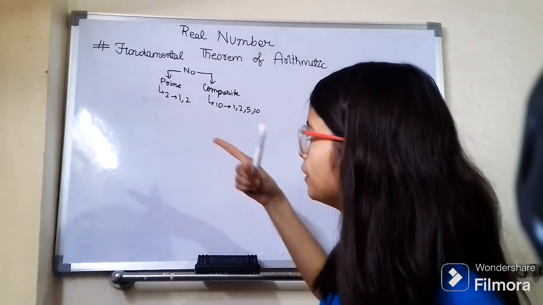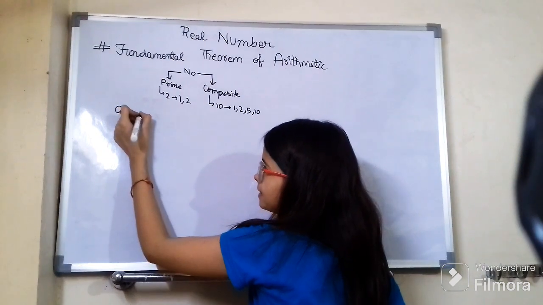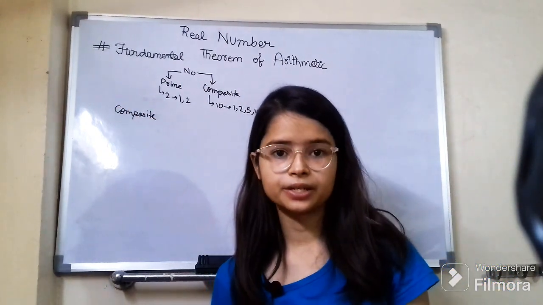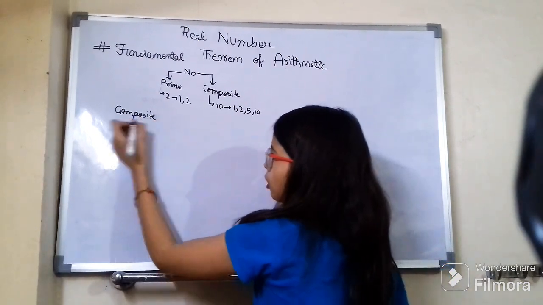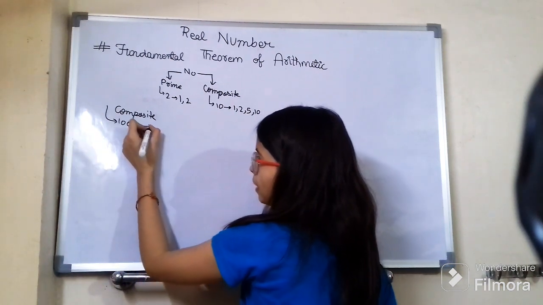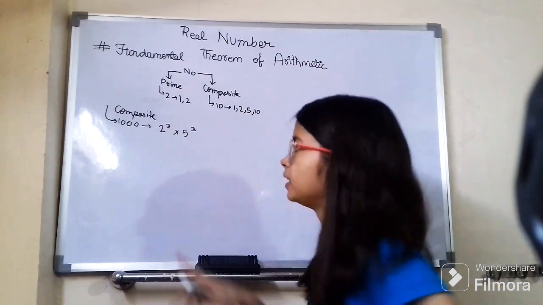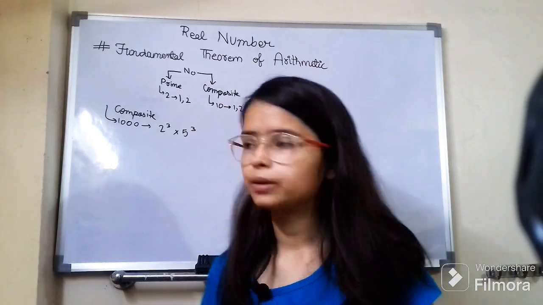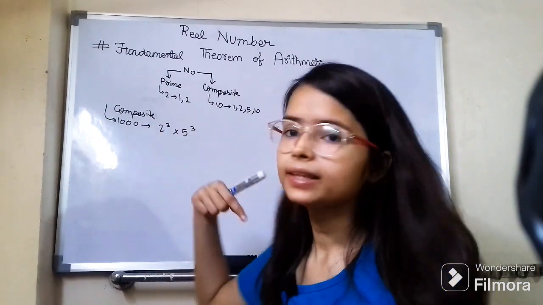So our scientist Gauss talked about this. Now if we talk about the other thing, we have composite numbers. Our scientist said that every composite number can be represented as a product of prime numbers. For example, a composite number 1000 can be represented as 2 cube into 5 cube. So basically 2 is a prime number and 5 is also a prime number.